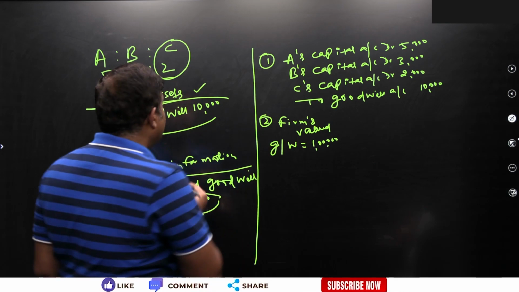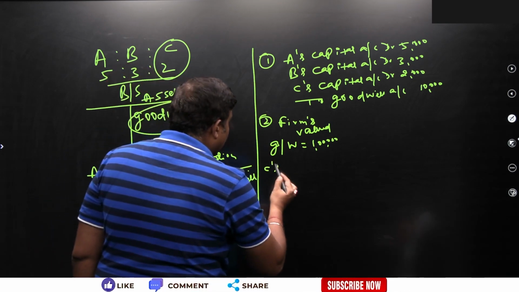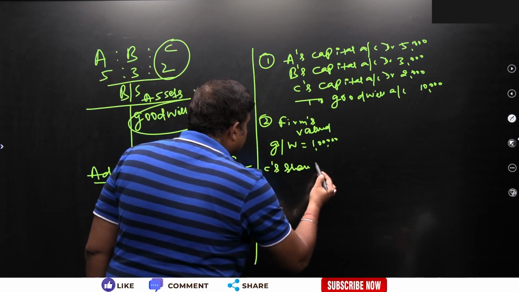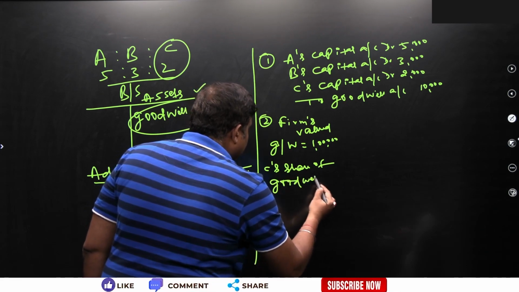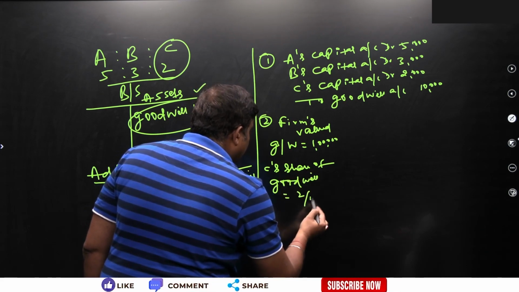Now you have to find the share of the retiring partner. So C's share of goodwill is that is 2/10 of 1 lakh.